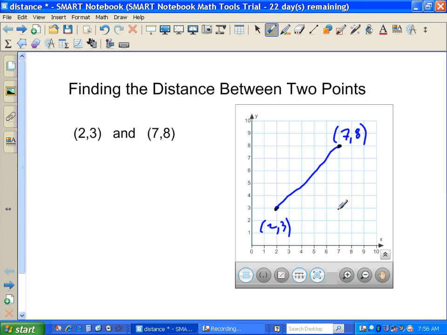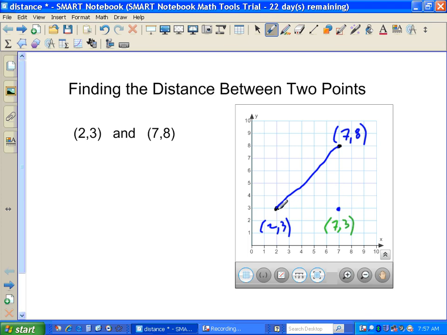What I could do though is put an extra point right there at the corner. Let's see if we can figure out its coordinates. Its coordinates look to be about 7, 3. So it has the same x coordinate as this one, and the same y coordinate as that point.